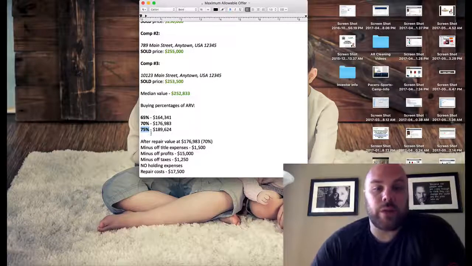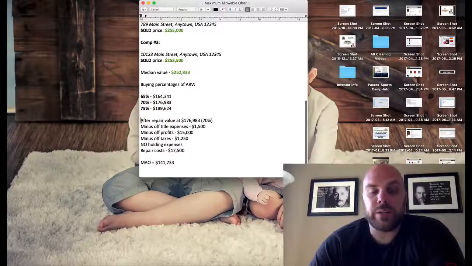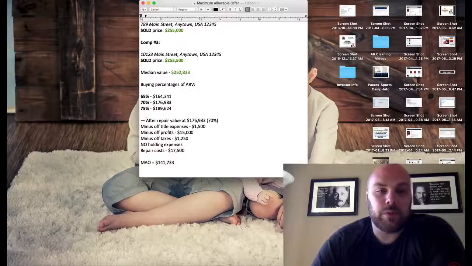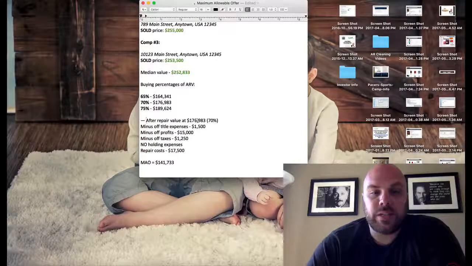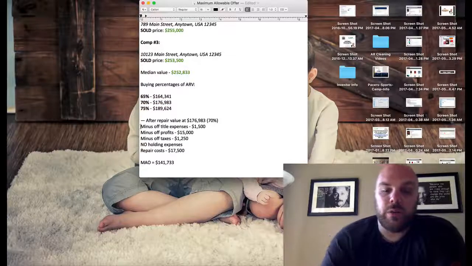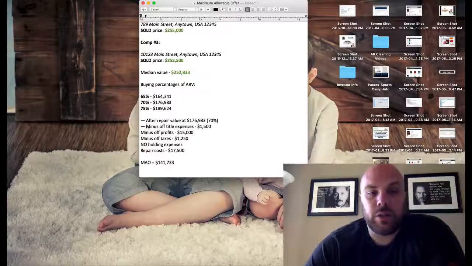Okay, so let's go over that right now. So here is after repair value. Okay, so we're at $176,983, 70%. Now this is coming from the 252. All I did was 252,833 times 70%, and this is where I arrive at 176,983. Now what I'm going to do is get my title expenses included in here, which are about $1,500.